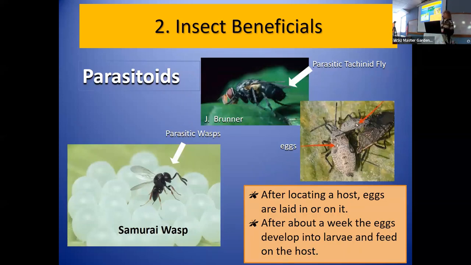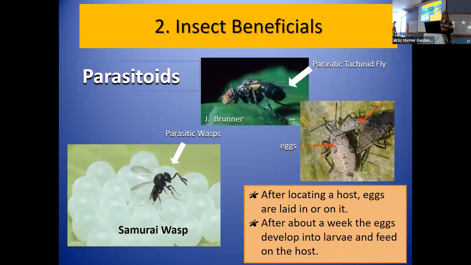Now let's talk about the parasitoids. This is a bit of an unusual group. The parasitoids are beneficials. They have this unique strategy though, in that they will lay their eggs either on or inside their prey host. So the eggs then will develop, the larvae will emerge, and they will feed and kill that insect.